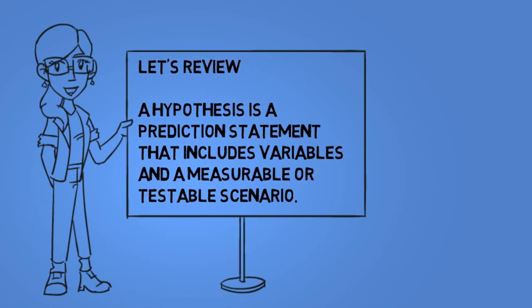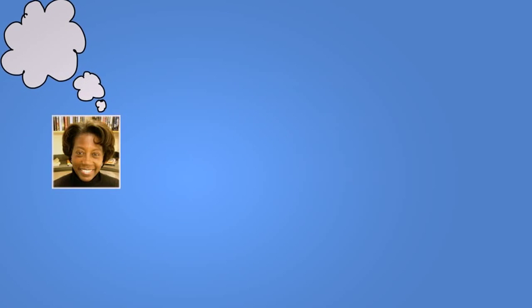So finally, let's review. A hypothesis is indeed a prediction statement, but it must include your key components of the experimental variables, and it must be measurable or testable in some way. If you include those two components, you can never go wrong.